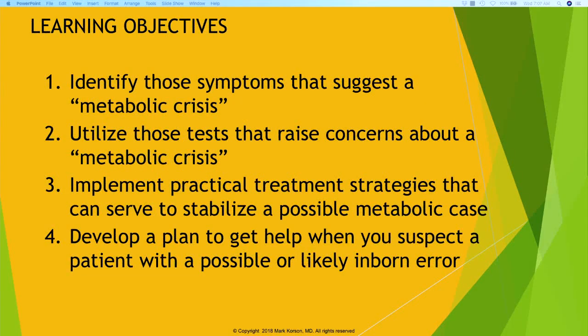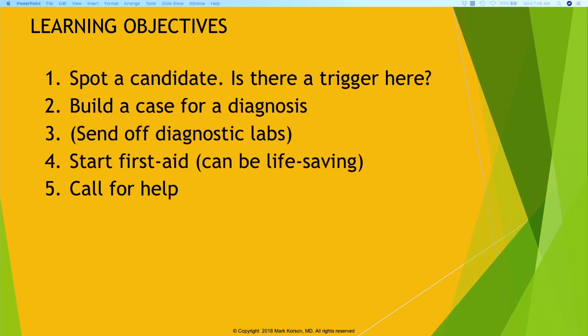So the learning objectives this morning are really to identify those symptoms that suggest a metabolic crisis. And these are not necessarily unique to a urea cycle disorder. Many of the symptoms overlap with other disorders. What are those tests that can raise or lower your concerns about a metabolic crisis? How to implement practical treatment strategies. You don't have to know about complicated therapies. There are some very basic treatment strategies that work. And then develop a plan to get help if you suspect a patient has a possible metabolic disorder.